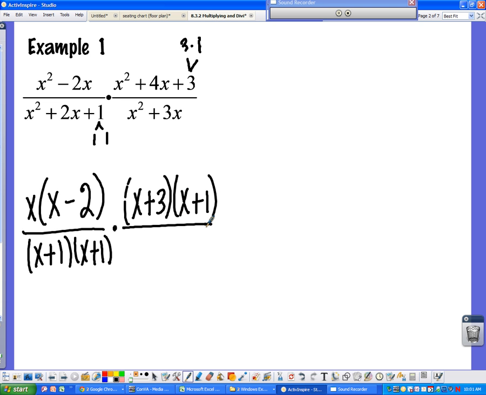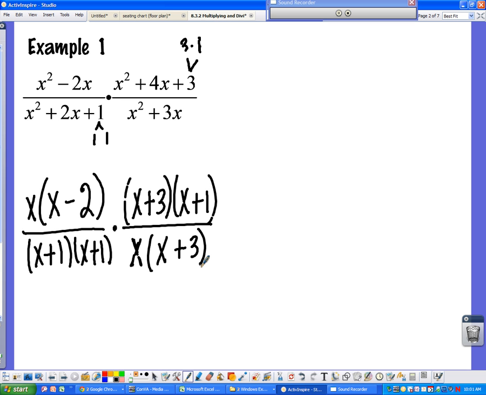On the bottom, again, I don't have a trinomial, so you've got to look for that greatest common factor, and they both include an x. So x squared divided by x gives me x, and 3x divided by x gives me 3. Once everything is factored, you basically get a pair of binomials in all of these.